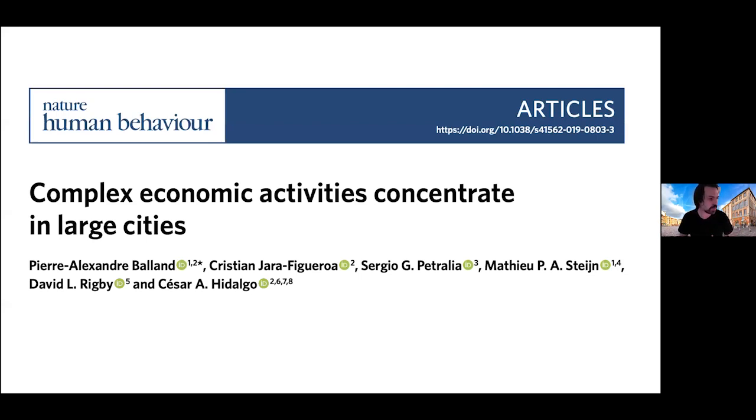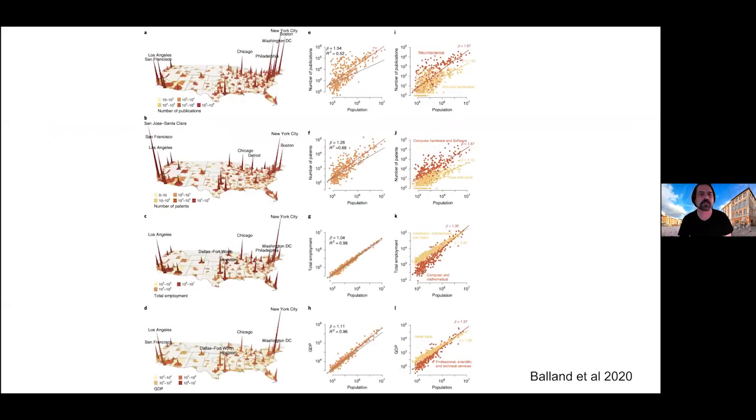We do have a bit of an observation of, well, what's the difference between these big cities or not? And this is a paper that we did with Pierre Balland that came out in Nature Human Behaviour earlier this year. And what we did here is look at the concentration of different types of economic activities using data on patents, on publications, on industries and occupations for metro areas in the United States. And to quantify this concentration of activities, what we did is to look at scaling relationships, which is how the output of an activity in a location grows with the population of that location.